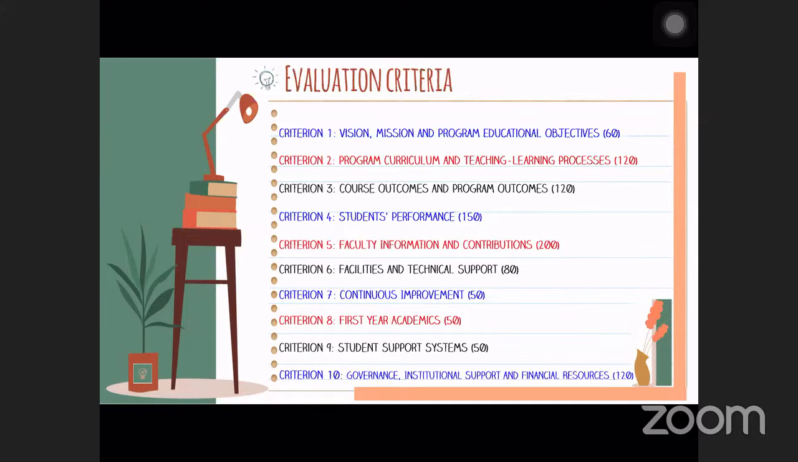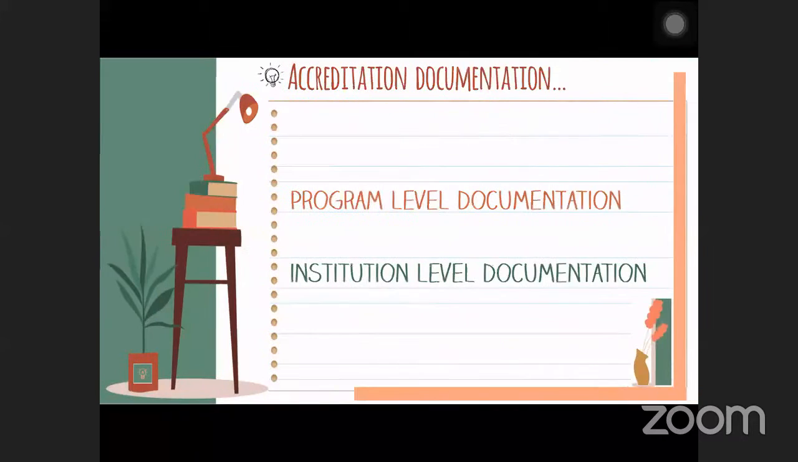So to talk about the documentation, what are the different documentations required for the accreditation? There will be two levels of documentation required. One is program level documentation, and another is institution level documentation. The program level documentation is the documentation maintained in the department, which is also called a program. And the institutional level documentation has to be maintained at a central institution level. So without wasting time, we will just jump into the program level documentation.